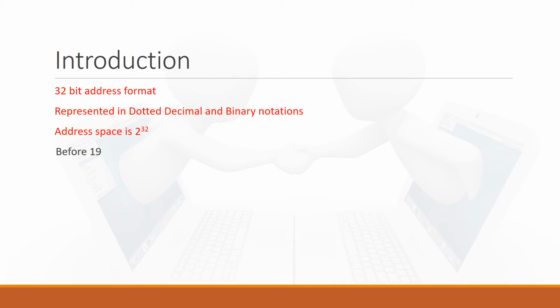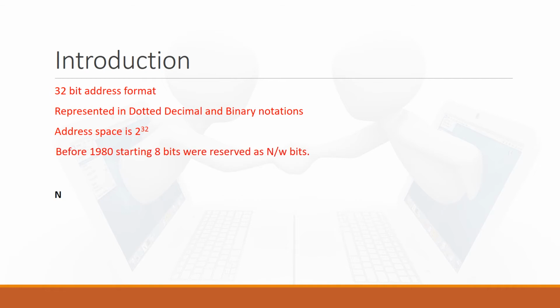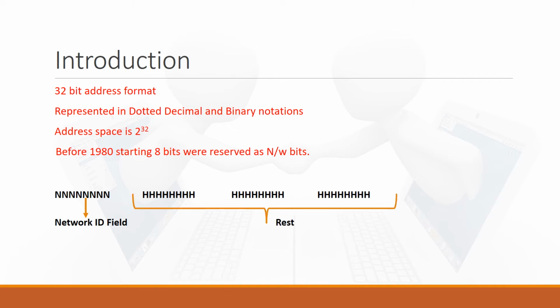Before the 1980s, out of these 32 bits, the starting 8 bits were reserved as network bits, as shown in the figure. Here, the first 8 bits are network bits, which are represented as N, and the remaining 24 bits are host bits, represented as H. These starting 8 bits are known as the network ID field, and the remaining bits were known as the REST field or local address. Later this was known as the host ID field.